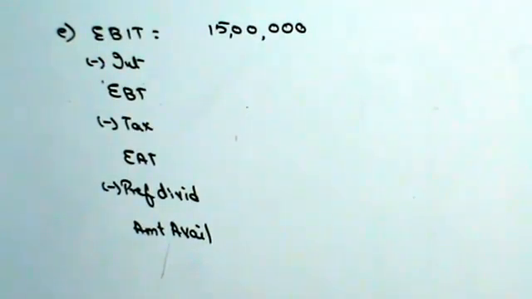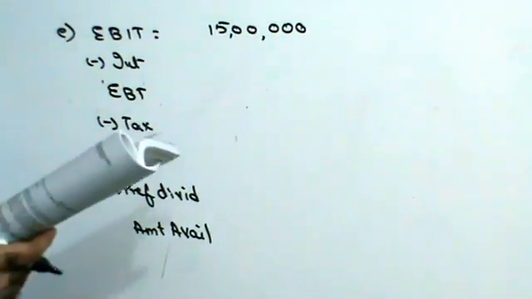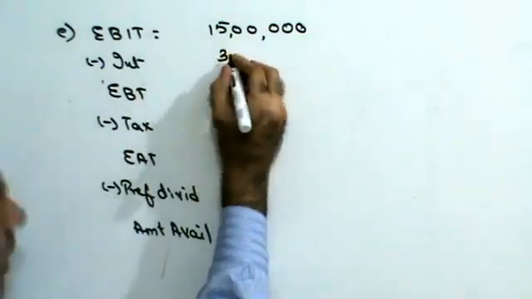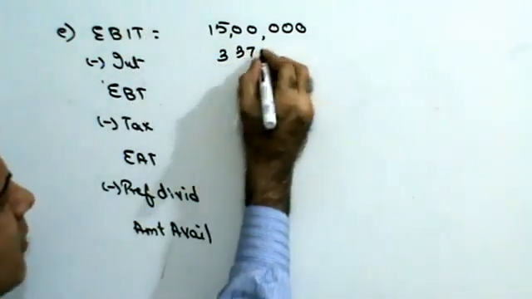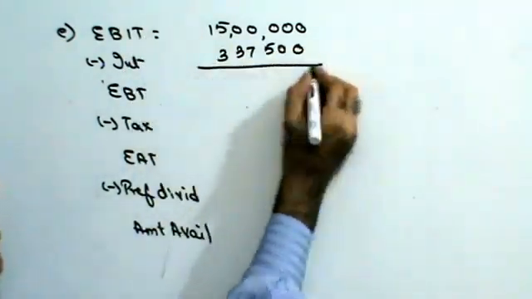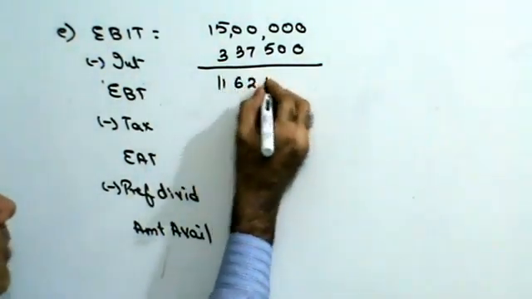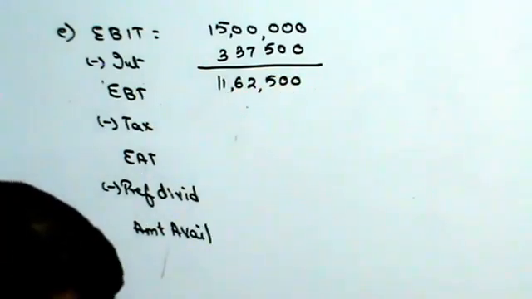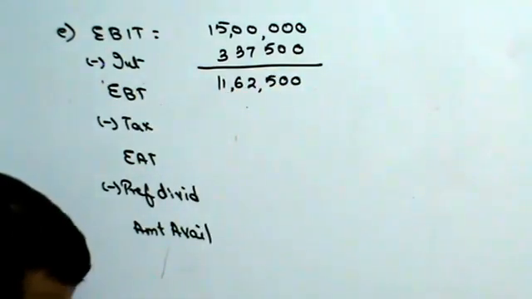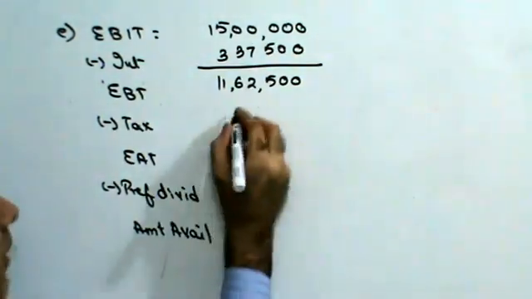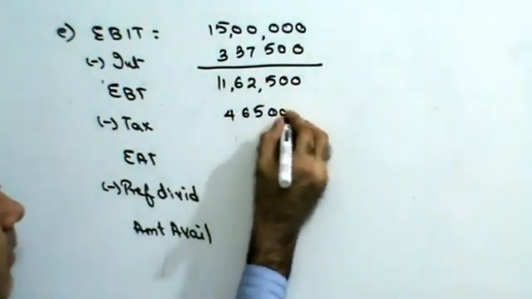Right? Now let's see this. They've given interest. I have to pay interest on debt, 15% interest on a debt of 22,50,000. 15% on 22,50,000 is going to be 3,37,500. This is going to be my interest. Subtract this. This is 11,62,500. Tax rate is given to you as 40%. So at 40%, tax is going to be 40% of 11,62,500, which is nothing but 4,65,000.